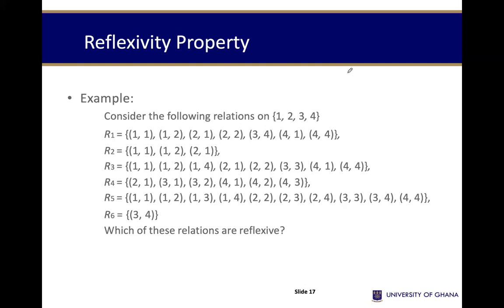So can you look through and tell me any of the relations R1, R2, all the way to R6, whereby the members of the set 1, 2, 3, 4 are related to itself? In other words, which of the relations R1 to R6 can be classified as a reflexive property?